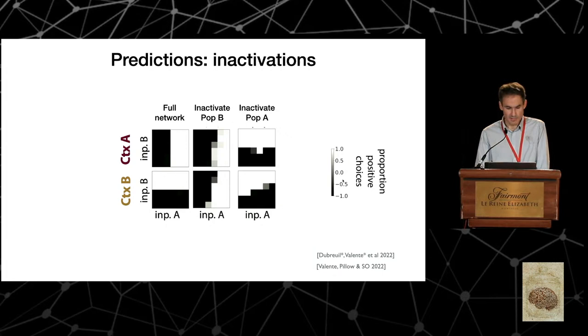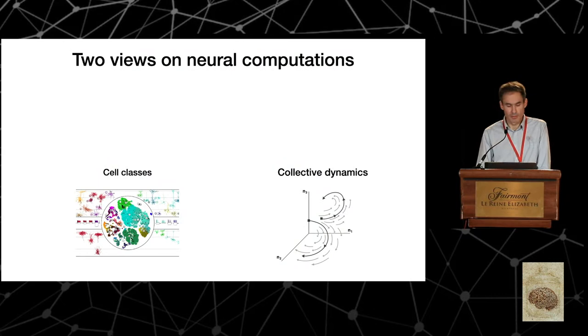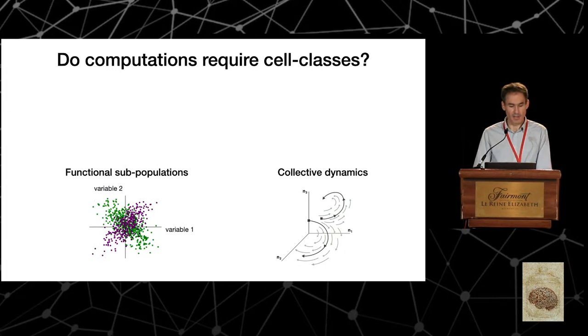Okay, so at this point, I'm going to zoom out and summarize everything I told you. I started from this apparent dichotomy between two types of approaches for understanding computation: the approach based on collective dynamics and the approach based on sorting neurons into classes. More specifically, I focused on an extended concept of functional subpopulations, functional cell classes, that takes into account mixed selectivity. And the key question of the talk was whether, from the point of view of collective dynamics, we ever need to think in terms of subpopulations or cell classes to understand computations.